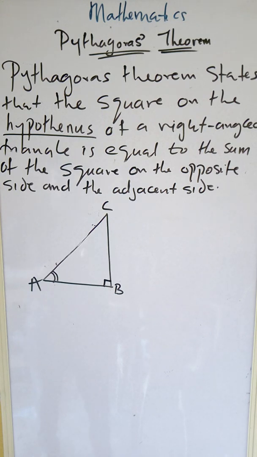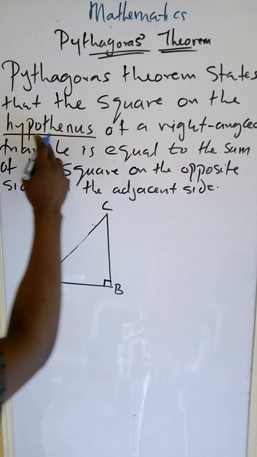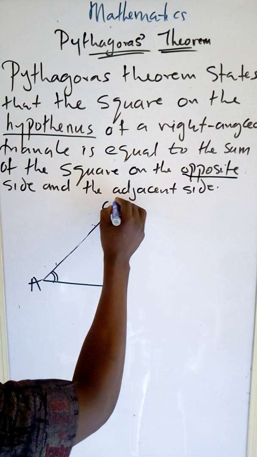Students, what are we doing? Pythagoras theorem. And what is Pythagoras theorem? Pythagoras theorem is talking about three sides. So we use three sides to define our Pythagoras theorem, which are hypotenuse, opposite, and adjacent.